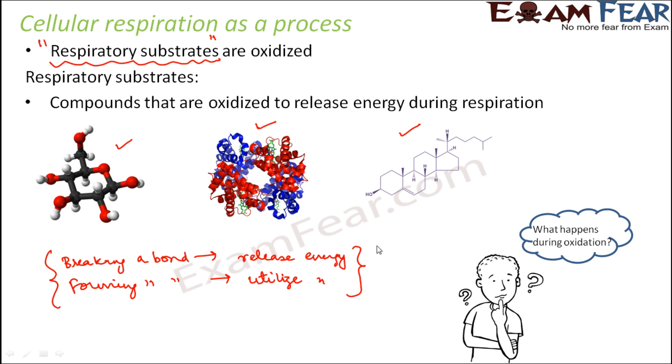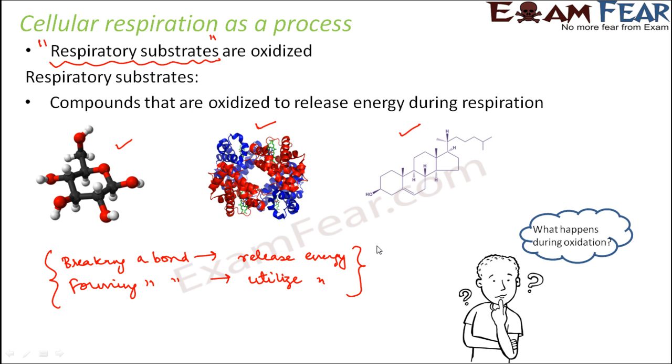So when we talk about the process of oxidation during respiration, we'll see that as the process of oxidation takes place, more and more bonds are broken. And when bonds are broken, a lot of energy is released. And that energy is utilized for synthesizing ATP. And then ATP molecules are kept inside the plant.